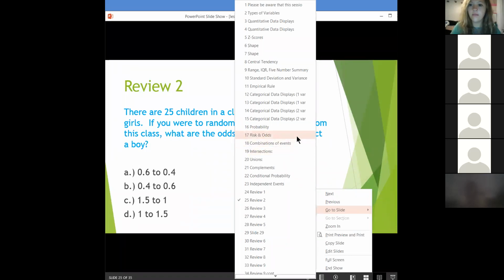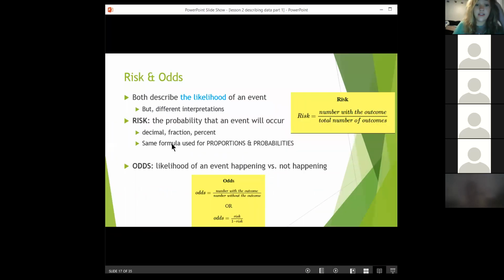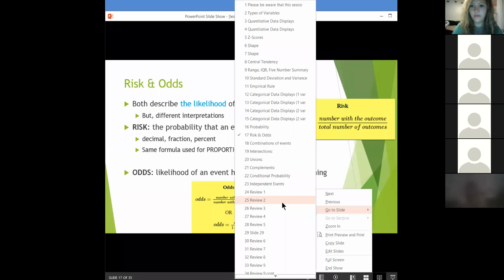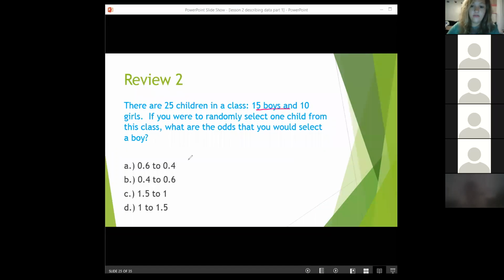Yeah. So remember, odds is the likelihood of an event happening versus not happening. So the number with the outcome divided by the number without the outcome. What we would do here is our number with the outcome would be how many boys there are, so 15, divided by the number without the outcome. That would be the 10 girls, because those are the ones that don't have the outcome of being a boy. So we're going to do 15 divided by 10.